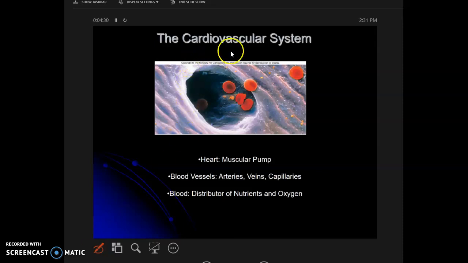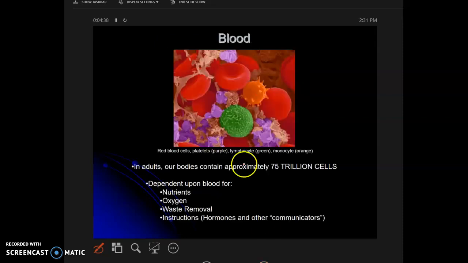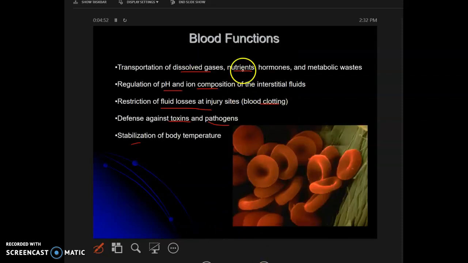What does the cardiovascular system include? Heart, blood vessels, and blood. All right, when we talk about blood, we depend upon blood for what? Nutrients, oxygen, waste removal, instructions, right? Like hormones and other communicators.